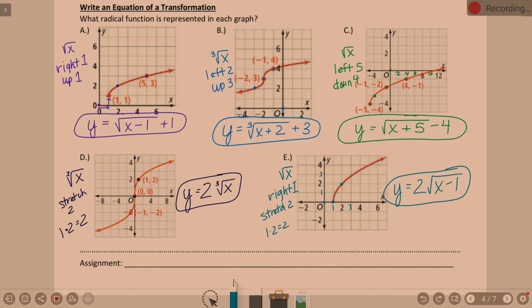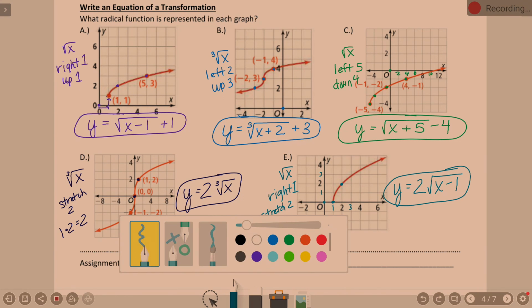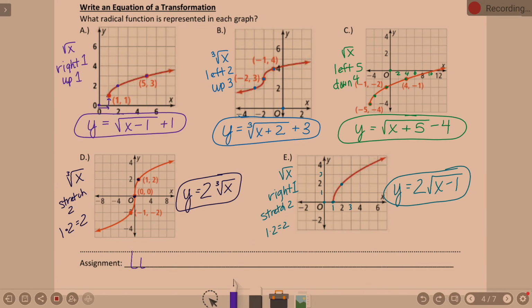Okay, guys, you've got a little bit of homework time. I would encourage you to use it. It's lesson 5.3 in Savvas.